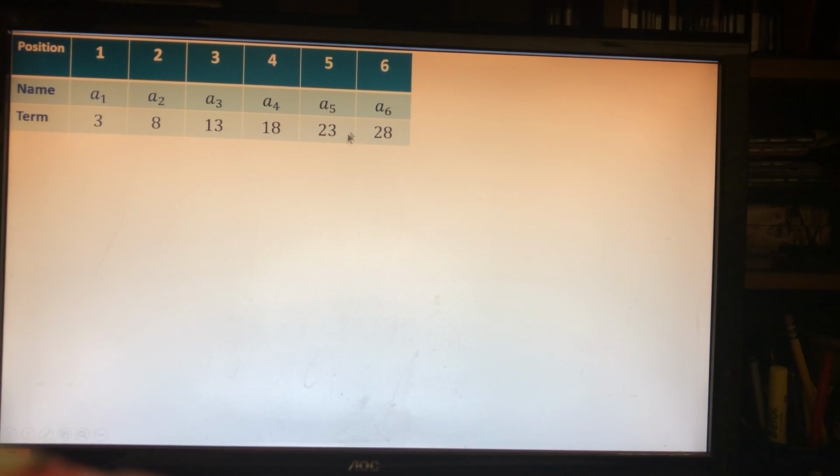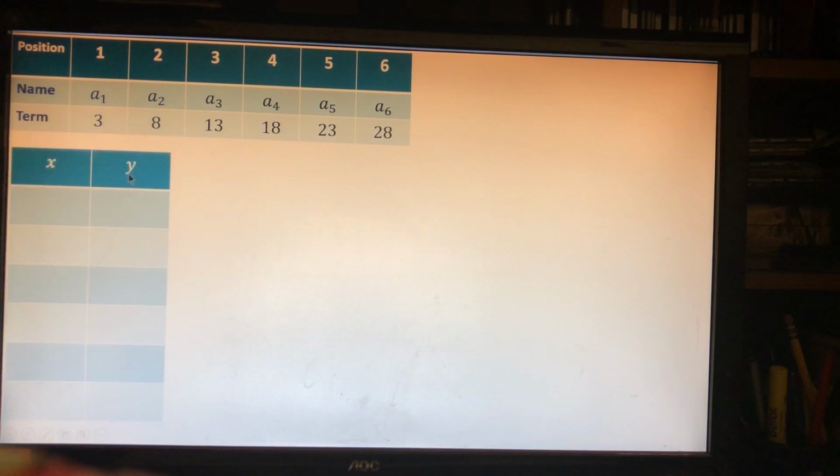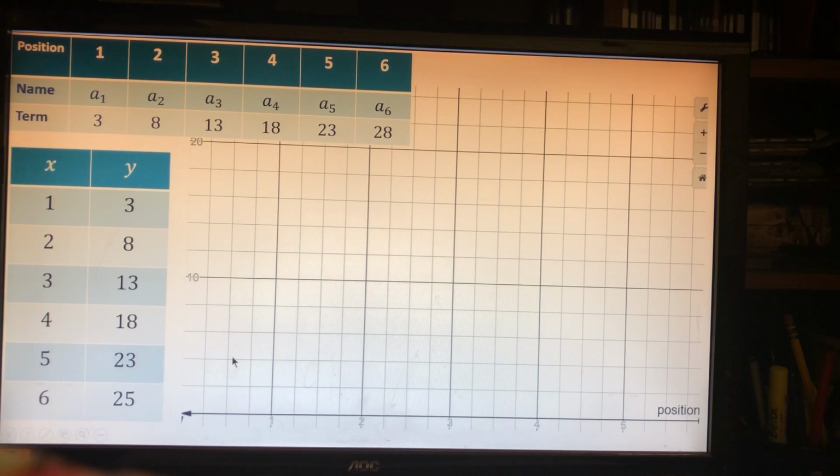Now back to graphing. We're going to make a t-table because that's the easiest way to graph, and all the x's are the positions 1 through 6. And all the y's are the terms 3, 8, 13, 18, 23, and 28. So you fill those out, and you'll notice we got us an xy ordered pair, so we can graph.